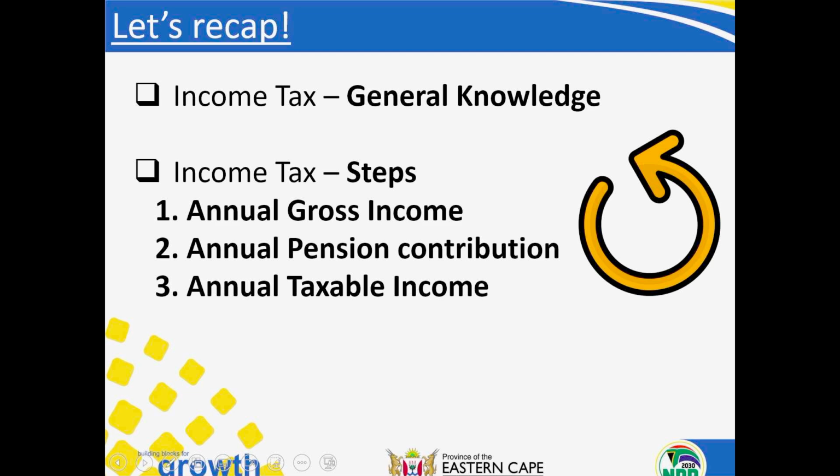Step 2 is annual pension contribution. Once again, it is an annual value. What percentage is contributed towards pension? If you said 7.5%, you are correct. And step 3. Step 3 is a combination of step 1 and 2. You'll take step 1's answer and subtract your annual pension contribution. Not every question scenario will have annual pension contribution, so it's important that you read your question papers carefully.